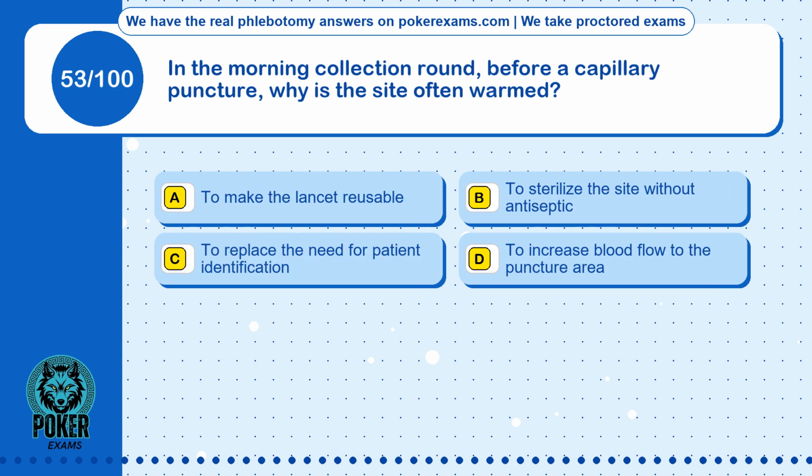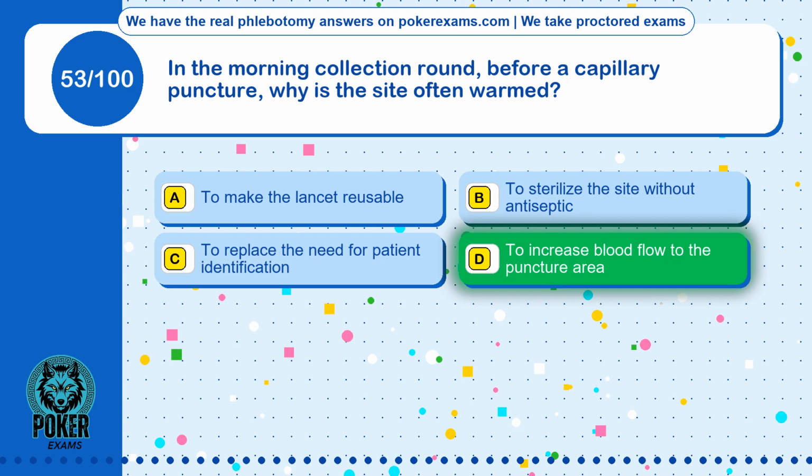Question 53. In the morning collection round, before a capillary puncture, why is the site often warmed? Option A. To make the lancet reusable. Option B. To sterilize the site without antiseptic. Option C. To replace the need for patient identification. Option D. To increase blood flow to the puncture area.